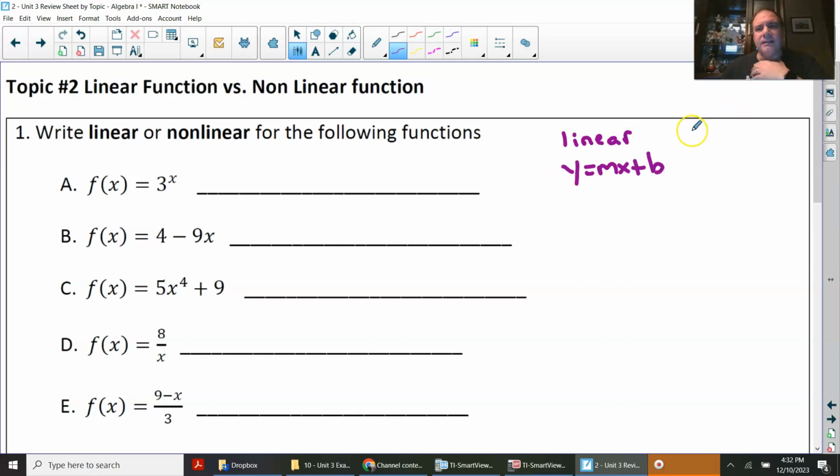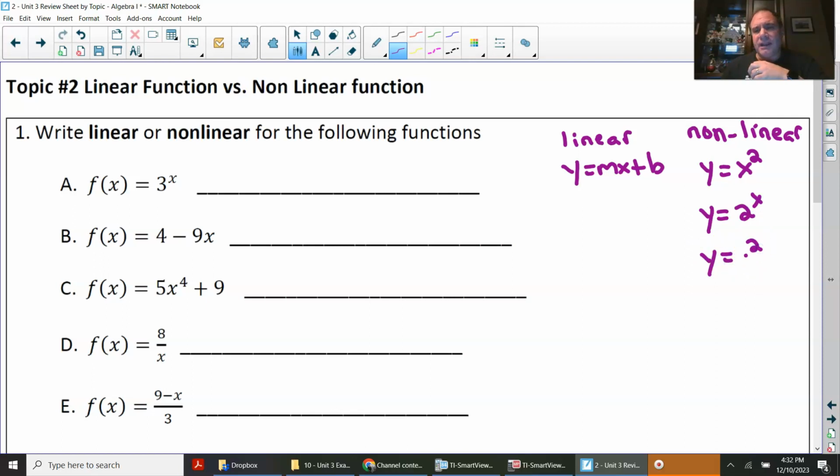Anything nonlinear is not a straight line. And remember, it's y equals x squared. Anything with an exponent next to a variable is nonlinear. Then you have y equals, let's say, 2 to the x power, right? The x can't be the variable itself.